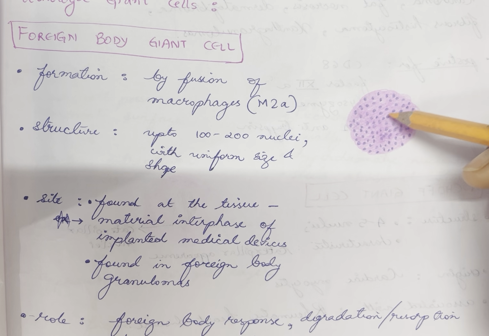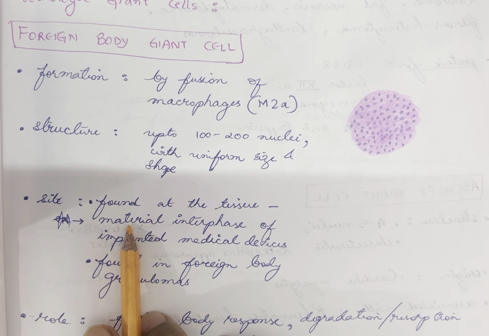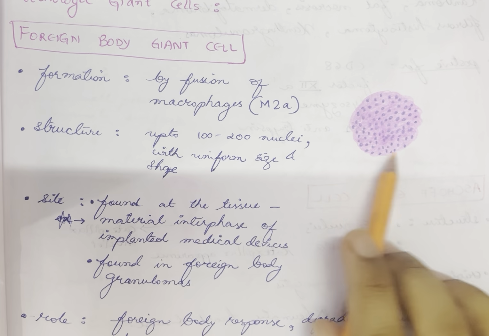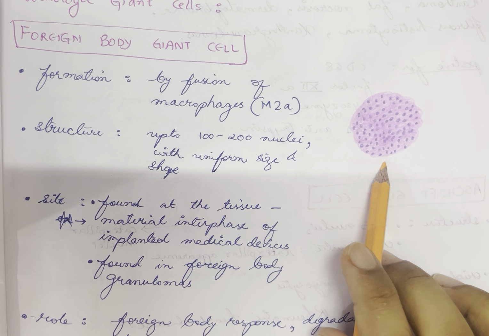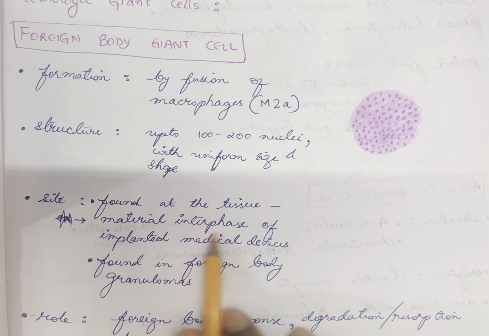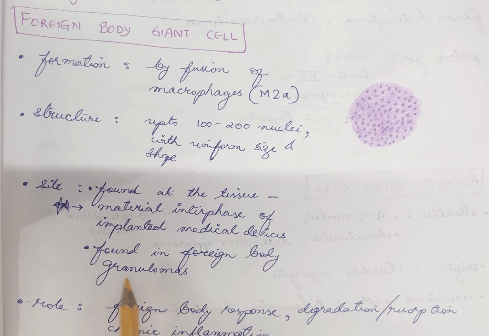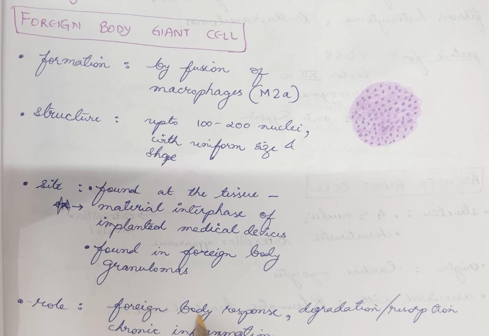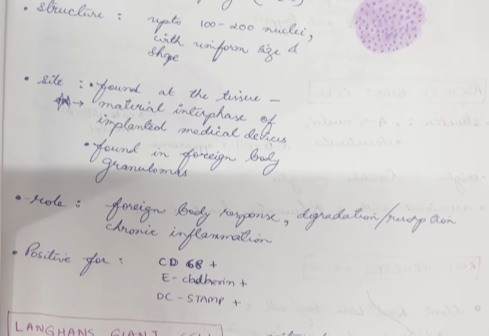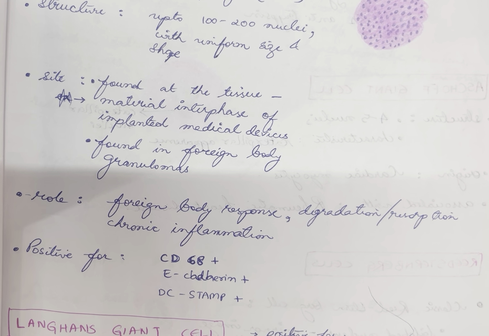The structure is up to 100 to 200 nuclei with a uniform size and shape, found at the tissue material interface, because it is foreign body, right? So some kind of material and tissue will be there. So it is found at the interface of tissue material interface of the implanted medical devices, and found in foreign body granulomas. The role is foreign body response, degradation, resorption of chronic inflammation. It is positive for CD68, E-cadherin and DC stamp.